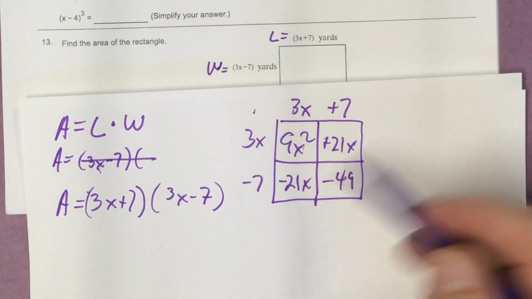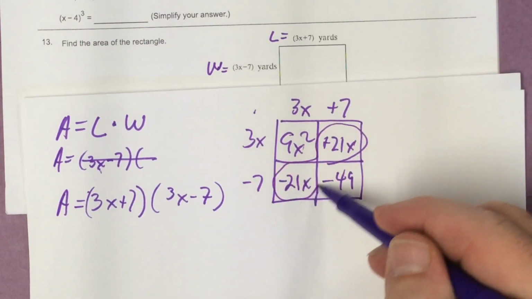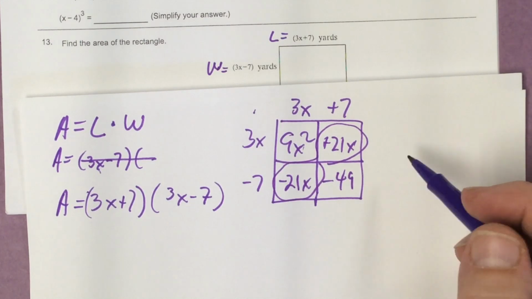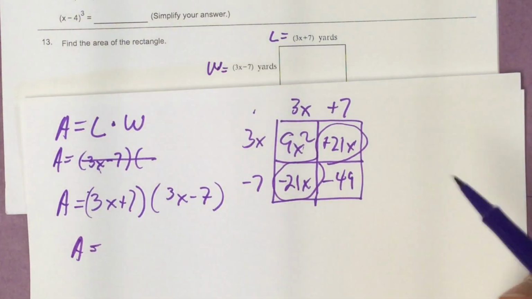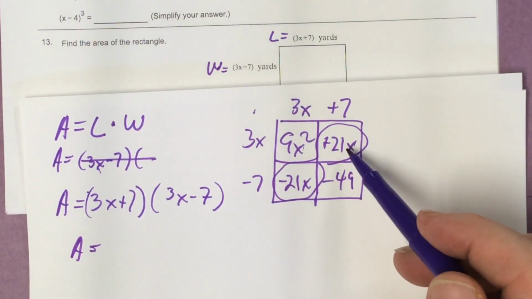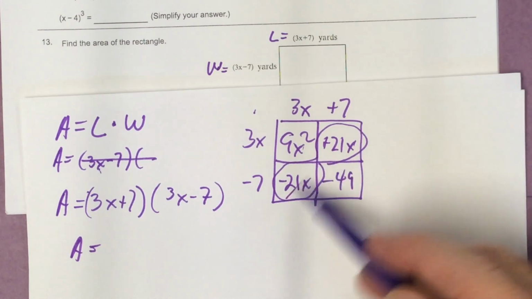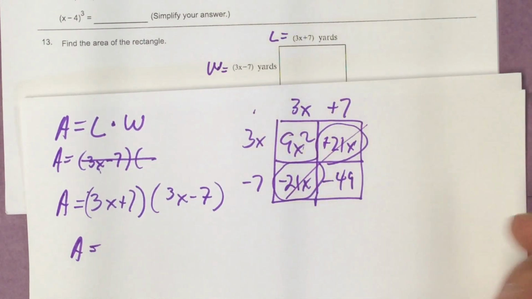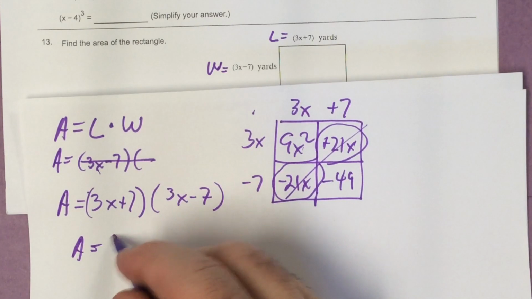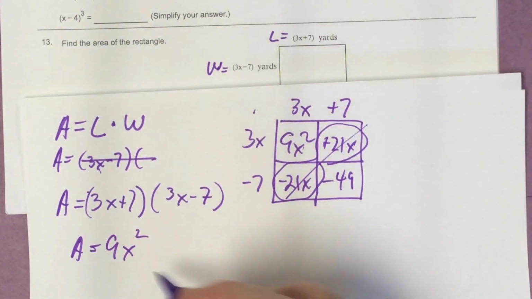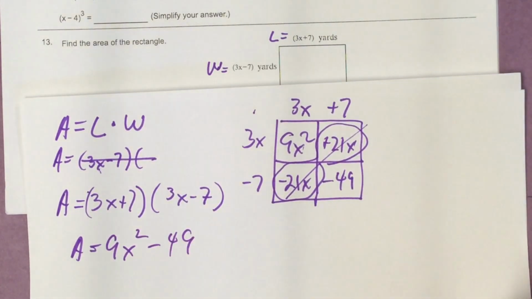Now, again, because these are both x terms, we have like terms which we can combine. However, what you'll notice is that if this is plus 21 and this is negative 21, they actually cancel each other out and it's 0. So the final answer is going to be 9x squared minus 49.